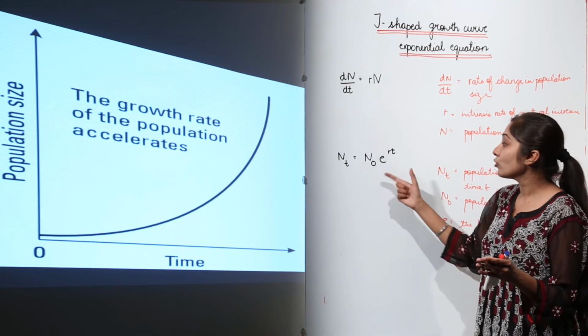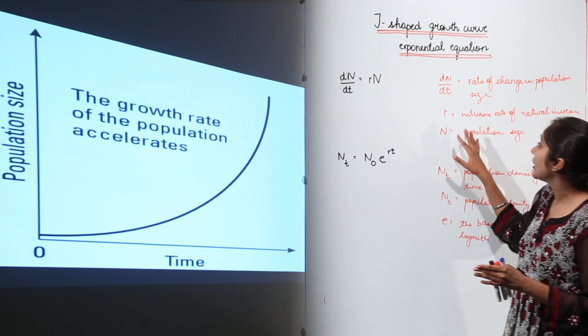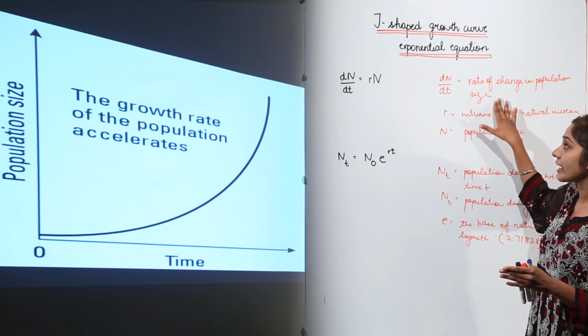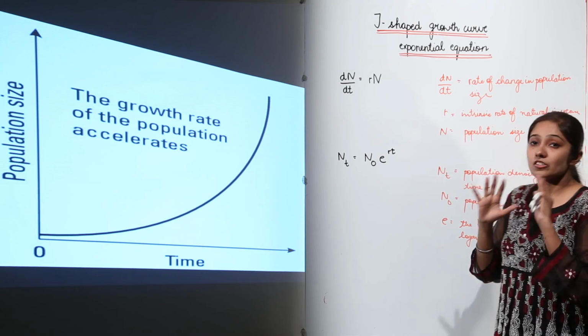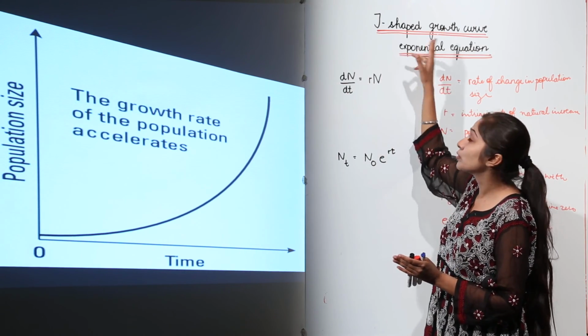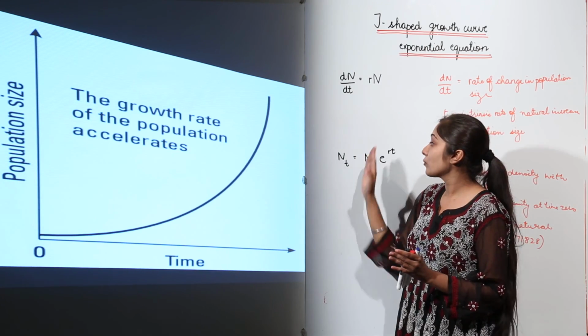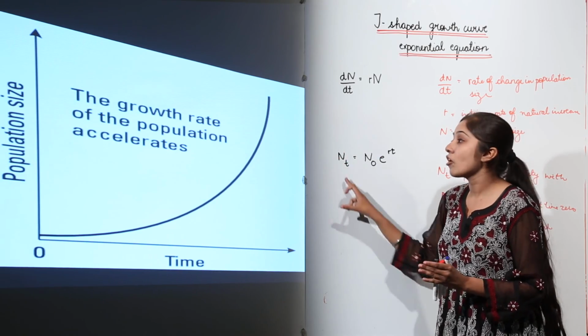Just understand what each term is representing, then you'll come to know how we can calculate the rate of change in population size by having the intrinsic rate of natural increase and the general population size. So this equation is for the J-shaped growth curve. Remember these equations: this is the exponential equation and this is the integral form of this equation.